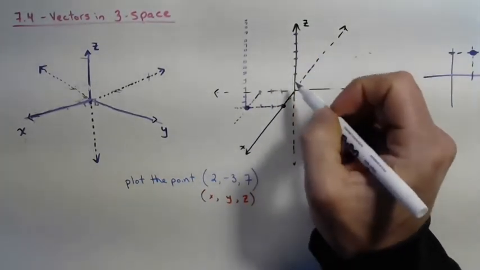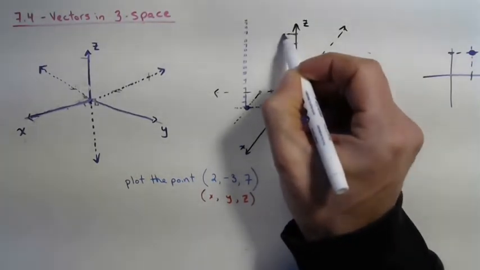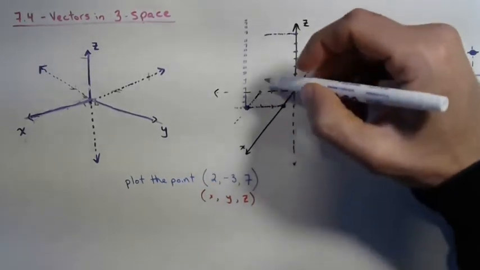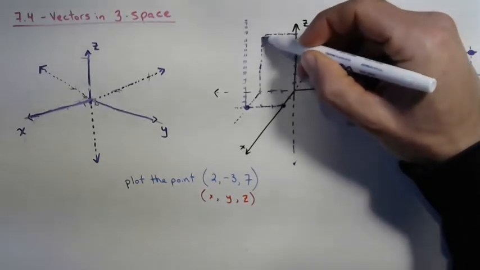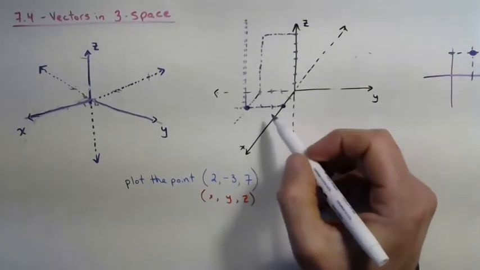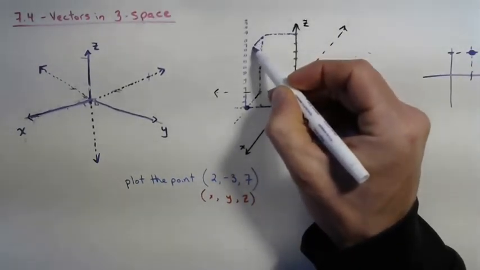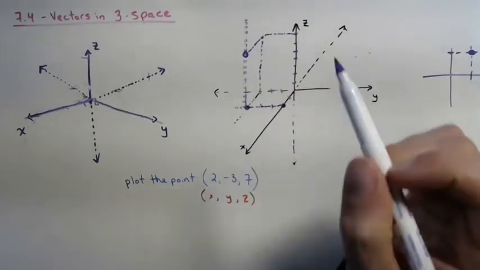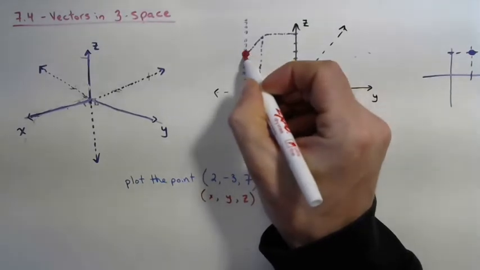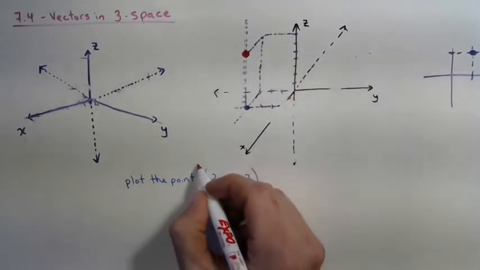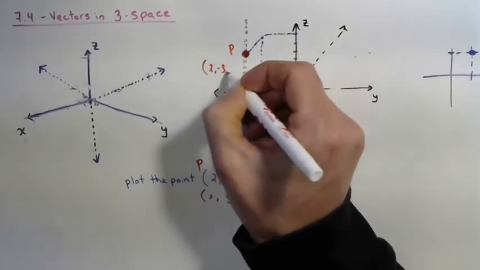Actually, in order to do that, maybe the best way would be to finish out my prism here. So if I come out -3 here, and I come up 7 from here, and then I can take my -2 in my x direction, then that's where I end up, okay? And this is the point that I'm interested in. Let's call it point P. This is the point 2, -3, 7.